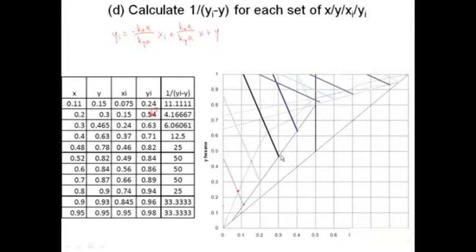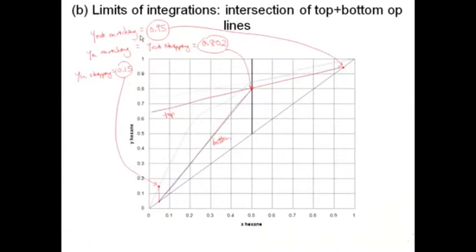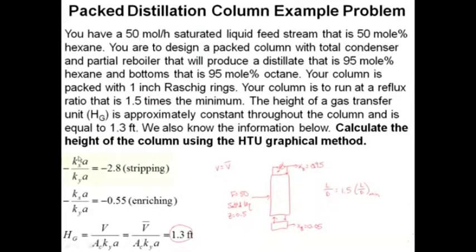And then we do it also for here. So that's going to be the 0.3 here. And we do it up until we get to the intersection of the bottom and the top operating line. And at that point, we switch to the slope of the top operating line. So we have values of negative kxa over kya for the stripping and enriching sections. And those were given here. So we have a stripping slope, and we've got a slope for the enriching section. Note that they are different.